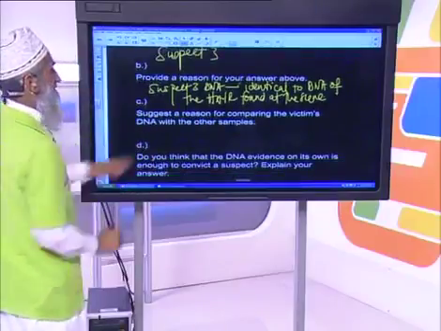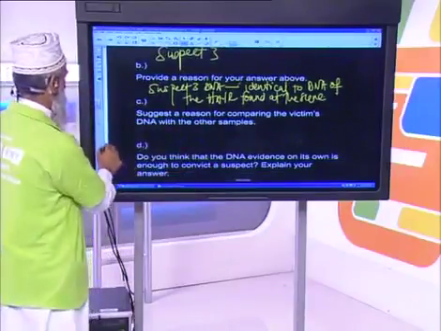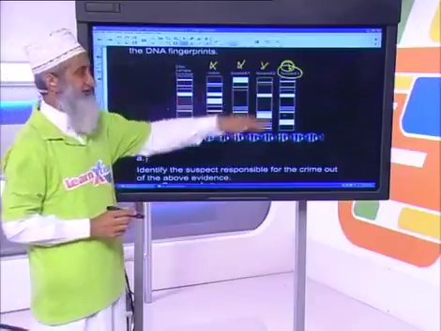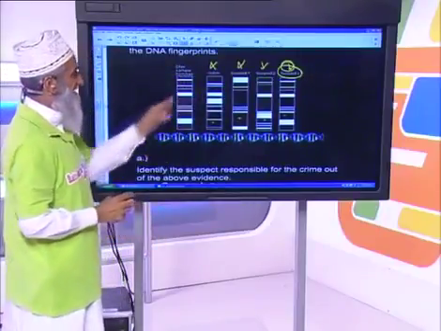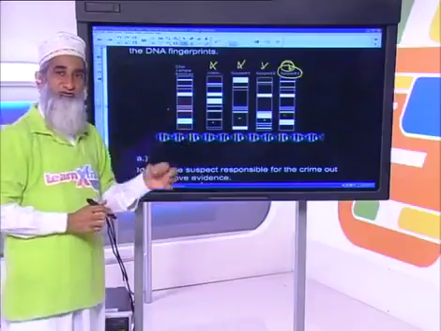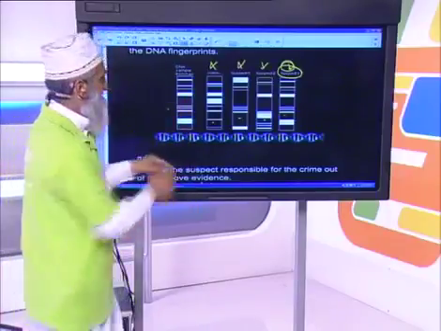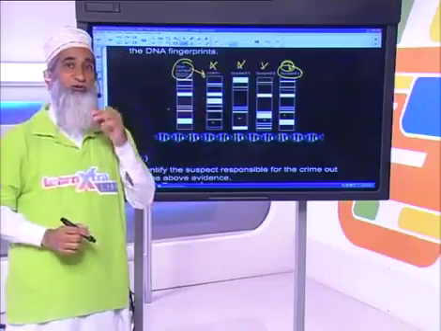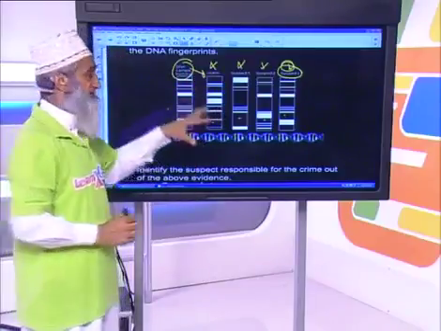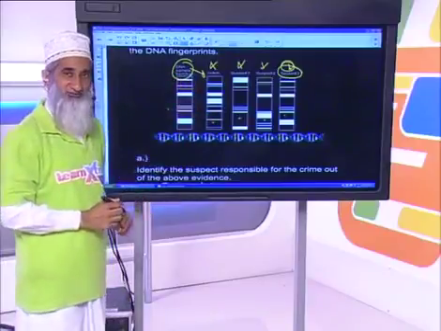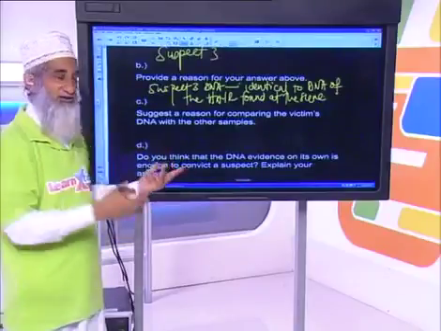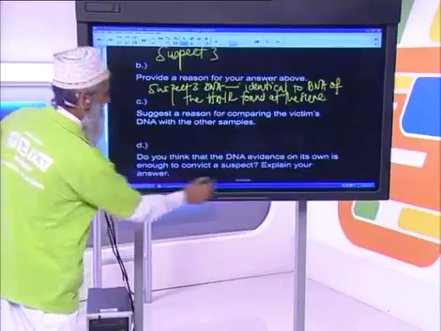Suggest a reason for comparing the victim's DNA with the other samples. Oh, we got a hair, we got the suspects. Why must we take the victim's? We take the victim's hair because we want to compare the sample with the victim, so that we know that the hair doesn't belong to the victim. Otherwise, we look for a criminal till we die. We won't find them because we would have buried the criminal, the victim.